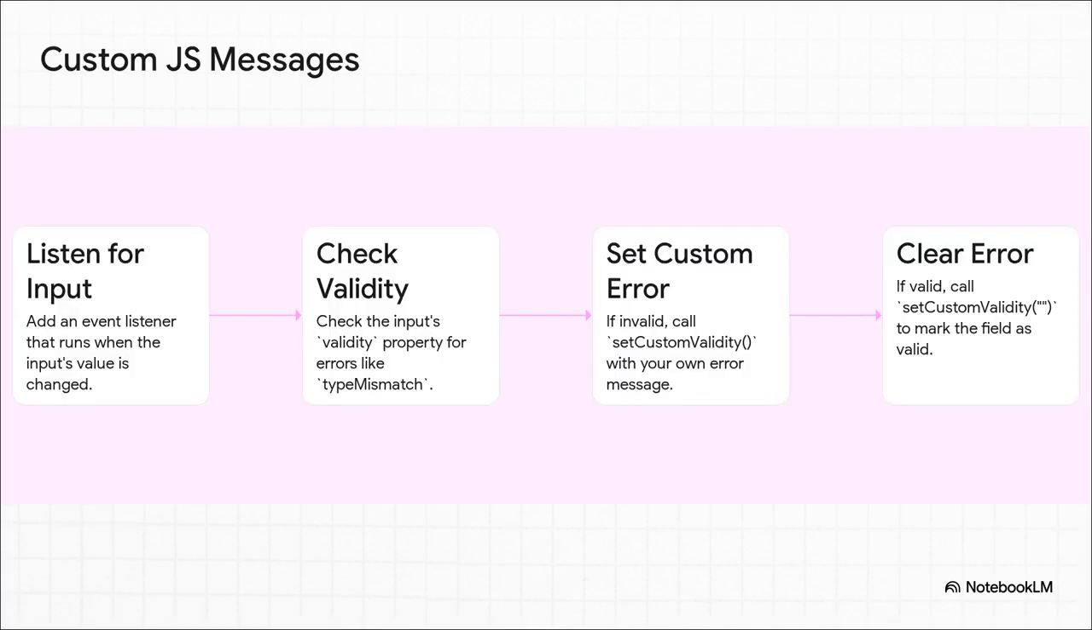Now, if you want to create an even better user experience, you can bring in some JavaScript. And the flow is pretty simple. You just listen for some input, and then you check the field's built-in validity property. If it's invalid, you call setCustomValidity to show a really specific, helpful error message. And once the user fixes it and it's valid again, you just clear out that message by calling setCustomValidity with an empty string. It gives you total control over the feedback.